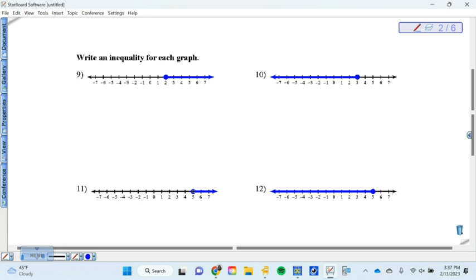Water. Where did my water go? It's right here. You're supposed to use an open source.